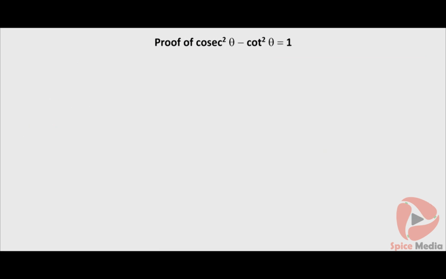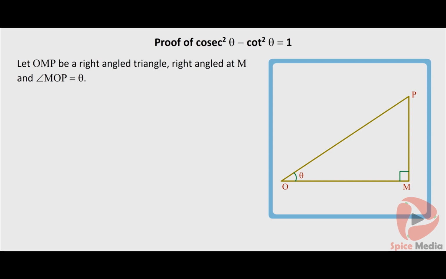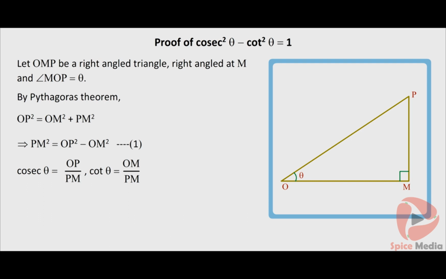Let us prove the identity cosecant squared theta minus cot squared theta is equal to 1. Let OMP be a right-angled triangle, right-angled at M and angle MOP is equal to theta. By Pythagoras theorem, OP squared is equal to OM squared plus PM squared, which implies PM squared is equal to OP squared minus OM squared. Cosecant theta is equal to OP by PM. Cot theta is equal to OM by PM.